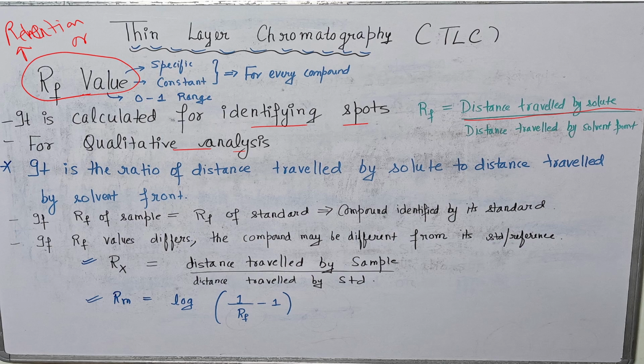And in case the solvent runs off from the TLC plate, then we can calculate the Rx value, which is given by the distance traveled by the sample upon the distance traveled by the standard. And if the Rf values of two components are very close, in that condition we will calculate the Rm value, which has the formula log of 1 upon Rf minus 1. This simply gives a ratio that helps us compare different compounds.